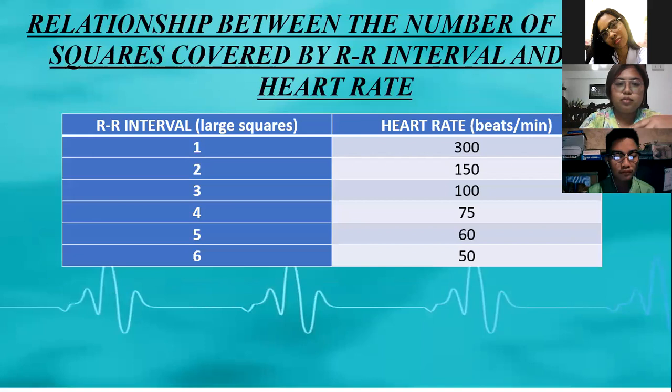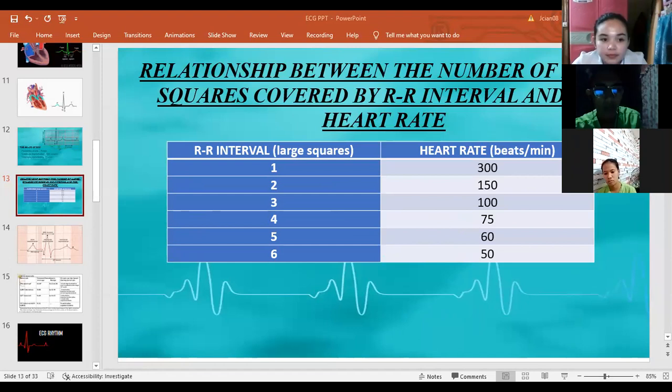So, ayan. Sabi dyan, relationship between the number of large squares covered by the RR interval and the heart rate. Wait lang mga bunso. Pag nag-auto mga bunso, ibig sabihin mag-join kayo ulit sa ating same voucher, same link.